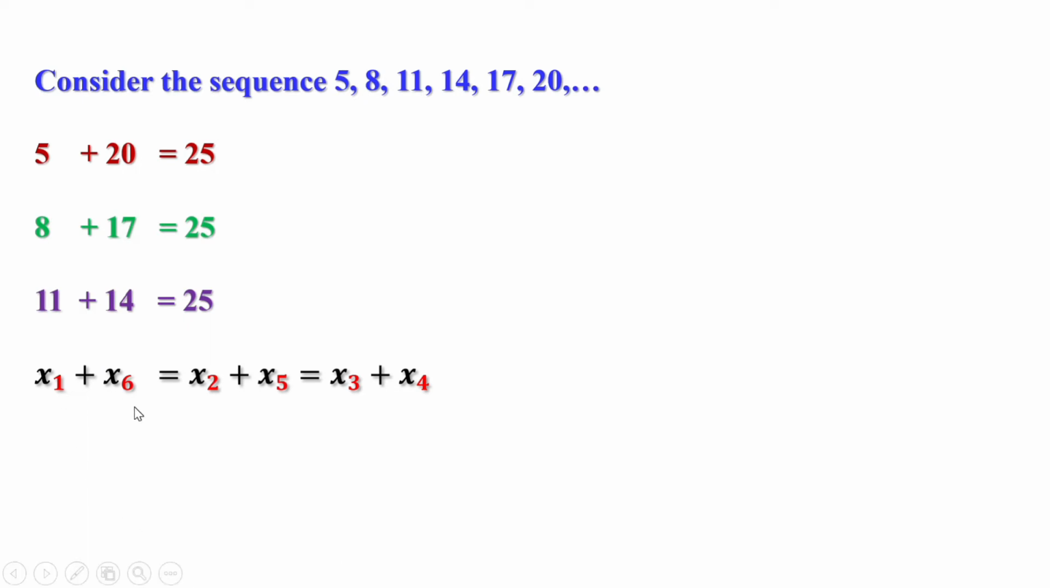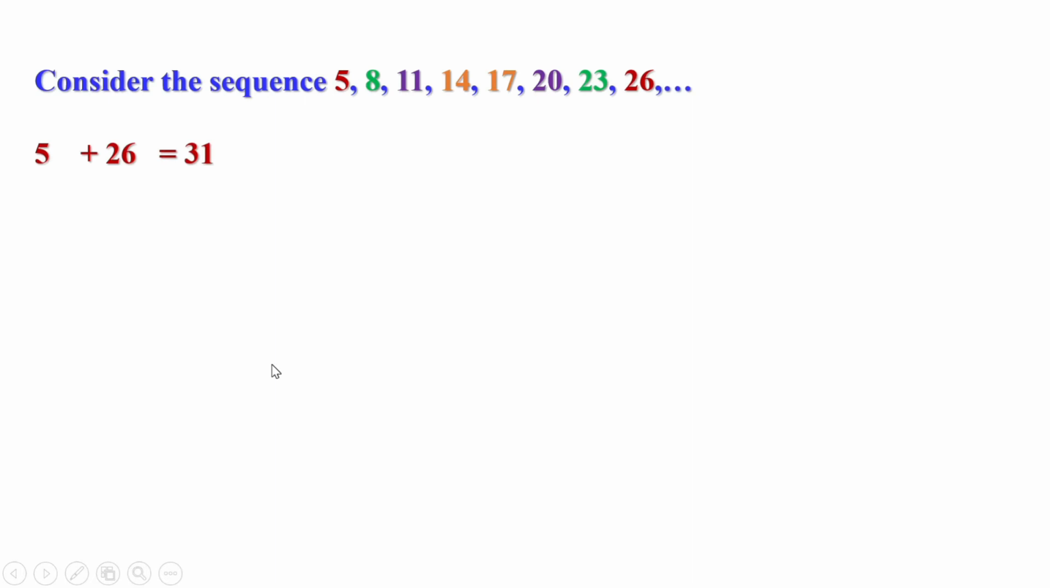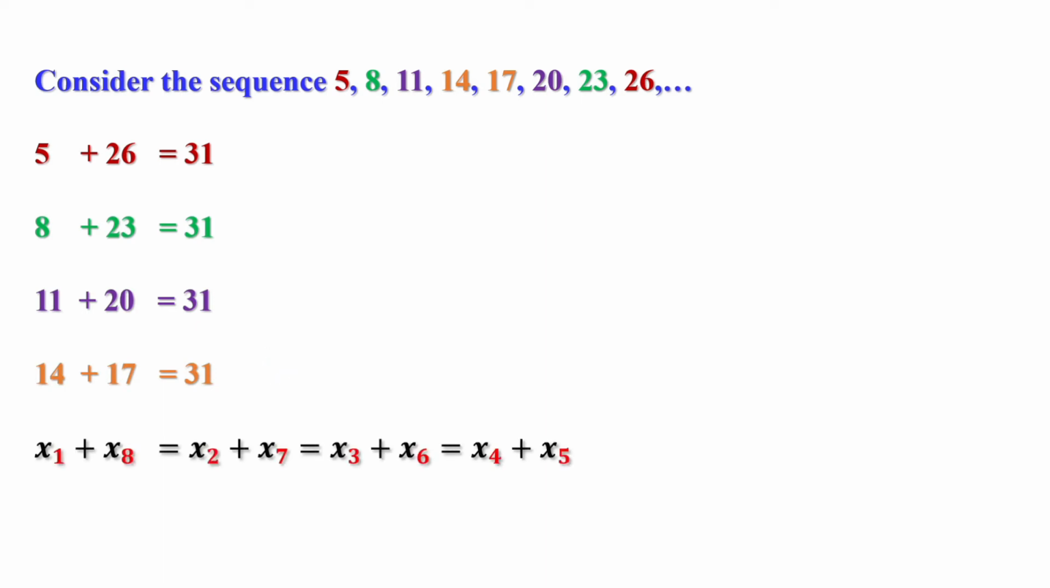Look at the positions. 1 plus 6 equals 7, 2 plus 5 equals 7, 3 plus 4 equals 7. So everywhere the sums of the positions are equal, and you can see the sums of the terms are also equal. Let us take 8 terms and check. First term plus 8th term is 5 plus 26, that is 31. Second term plus 7th term is 8 plus 23, that is also 31. Third term plus 6th term is also equal to 31. Fourth term plus 5th term is also equal to 31. So we can say first term plus 8th term is equal to second term plus 7th term, equal to third term plus 6th term, equal to fourth term plus 5th term. Look at the positions.